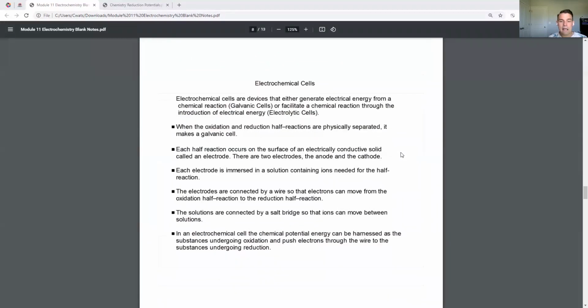Okay, and then the other part of this is talking about electrochemical cells. So electrochemical cells are devices that can either generate electrical energy from a chemical reaction, which are known as galvanic cells, or facilitate a chemical reaction through the introduction of an electrical energy, which is an electrolytic cell. When the oxidation and reduction half reactions are physically separated, it makes a galvanic cell. Each half reaction occurs on the surface of an electrically conductive solid called an electrode. There are 2 electrodes, the anode and the cathode.